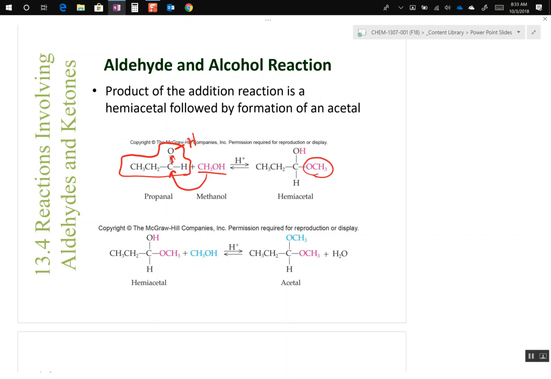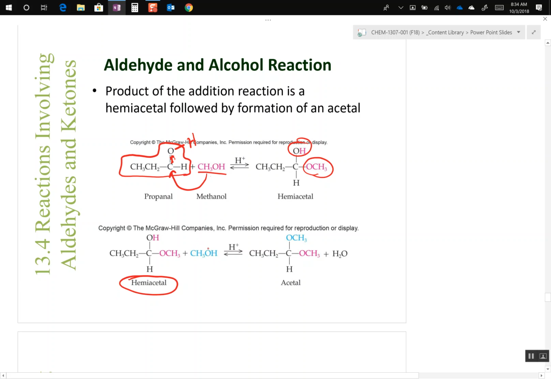You guys see how that worked? That's the hemiacetal. So the hemiacetal still has an OH group on it. The acetal will not, because I'm going to replace that OH group with an OR group. In this case, an OCH3, right? Because that's what I'm reacting it with. So that hemiacetal now is going to react with another CH3OH, methanol.